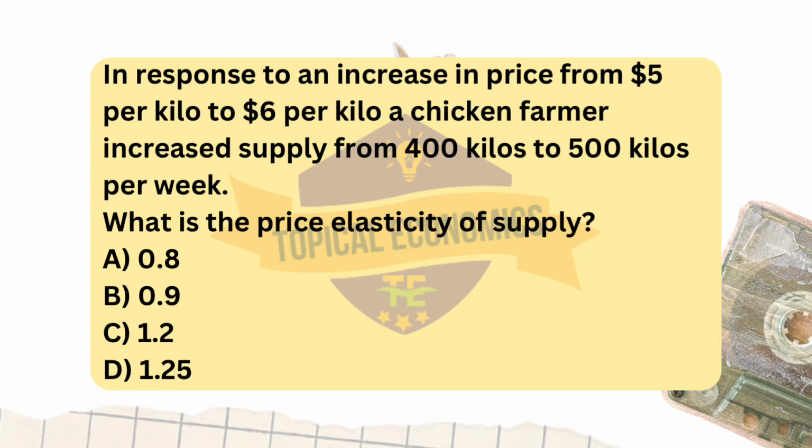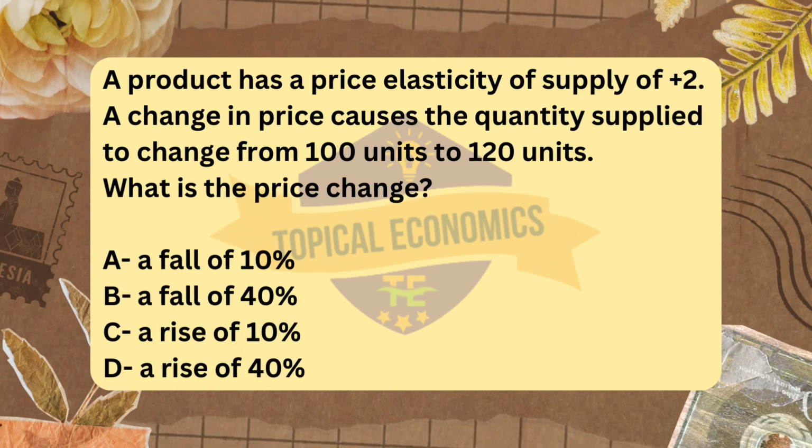Moving to question 13. A product has a price elasticity of supply of +2. A change in price causes the quantity supplied to change from 100 units to 120 units. What is the price change? A. A fall of 10%. B. A fall of 40%. C. A rise of 10%. D. A rise of 40%. Reference, 2015 May-June version 2. The correct answer for this question is option C.